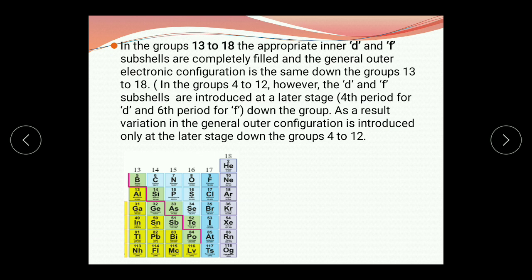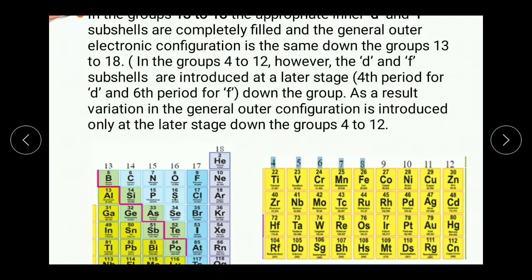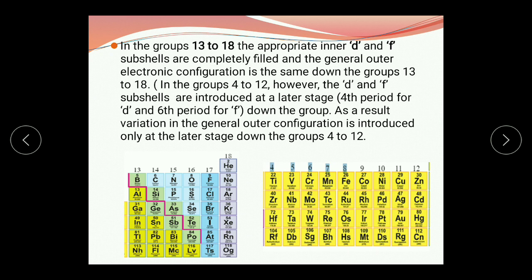Understood? So, down the group, every time a new shell is added, but the general outer electronic configuration is the same. That means it contains the same number of electrons. Now, if we consider the groups of the d block, that is 4 to 12, there is some variation in the general outer electronic configuration only at the latter stage, when d and f are introduced. That is observed in d block elements 4 to 12. We will see that when we consider the d block. Okay, so this is all about the groups 13 to 18.